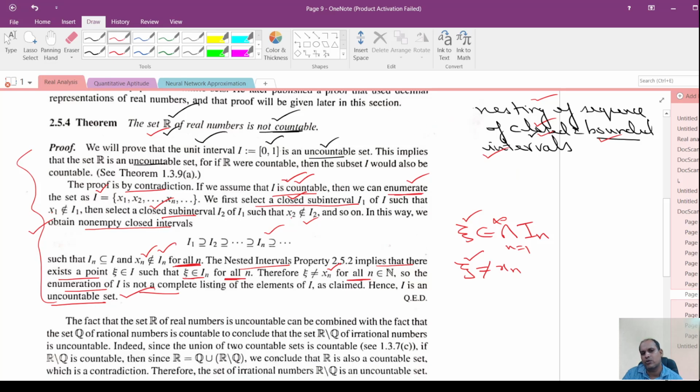We will do it again using that real number representation technique in binary or ternary or decimal form. I will come back to that method also.